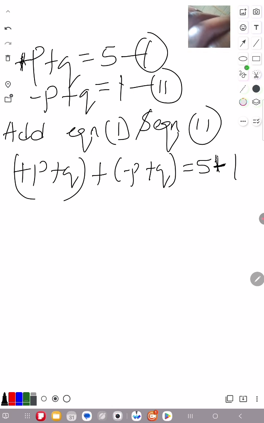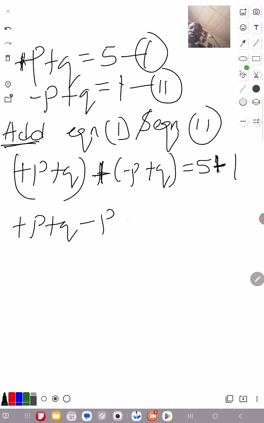So the plus is the addition that is here. The plus here is the addition that is also here. So definitely I will have plus p plus q. Let's open the bracket. Plus times minus p, that is minus p. Plus times plus q, that is plus q, which is equals to 5 plus 1, it is 6. So this one and this one will go away.